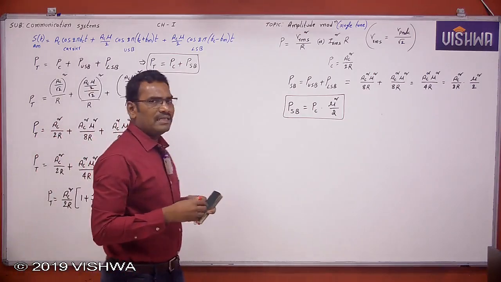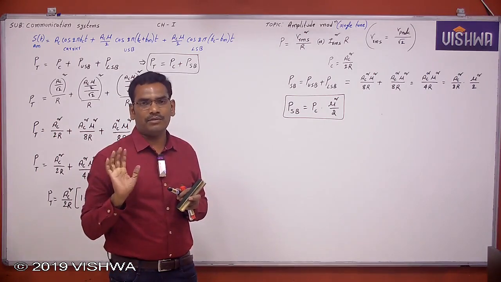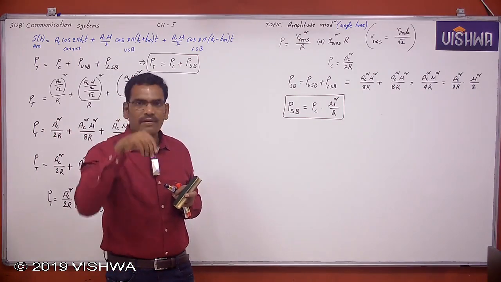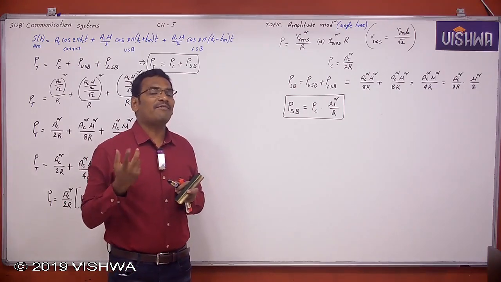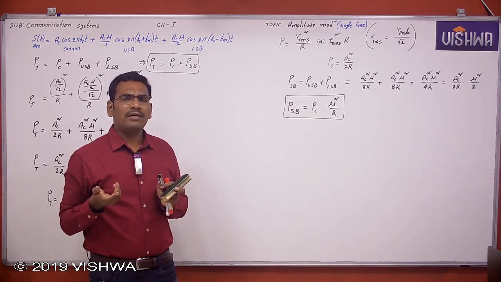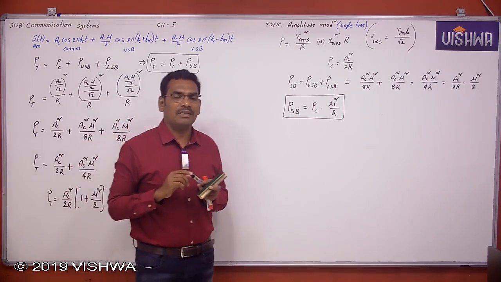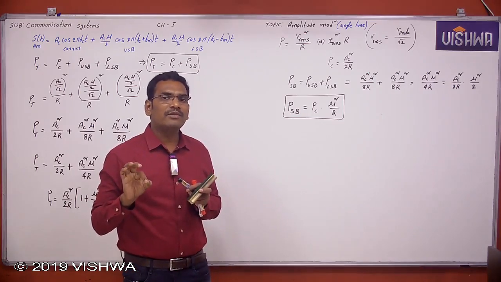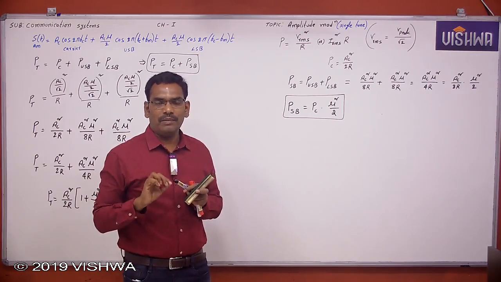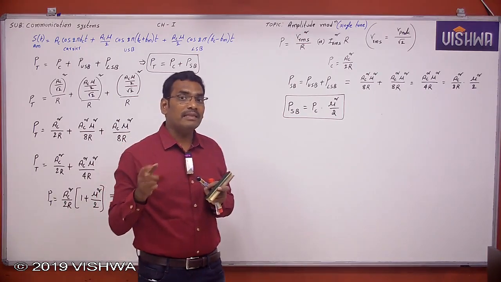Now, where is the information? The information is nothing but the message signal amplitude. Before modulation, the information is in the message signal amplitude. My question is, where is the information after modulation? After modulation, the carrier amplitude is changing in accordance with the message signal amplitude. So, after modulation, the information is available in the sidebands.